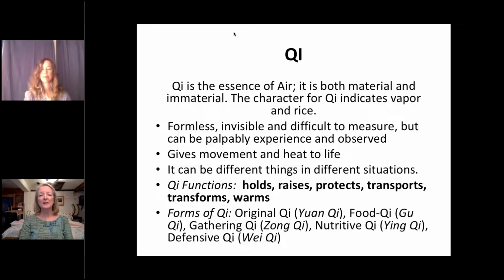So qi gives movement and heat to life. And but it's different things in different situations. The main thing to remember right now are the functions of qi.